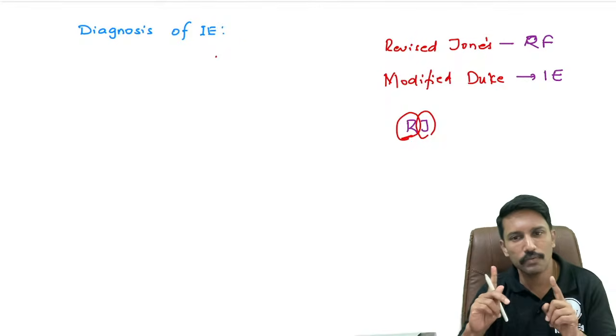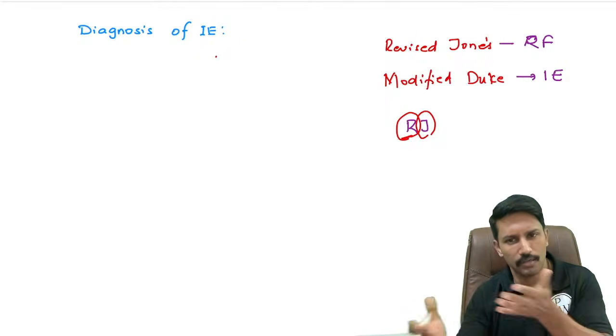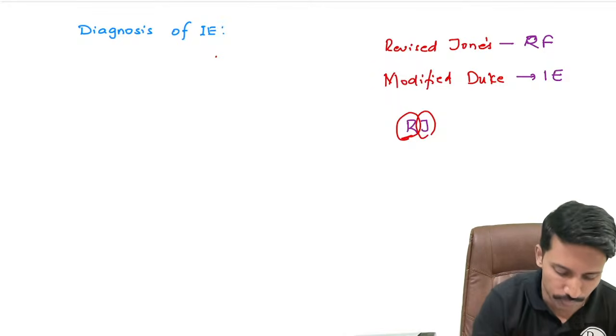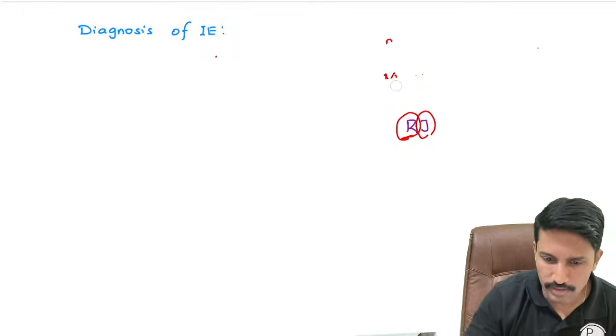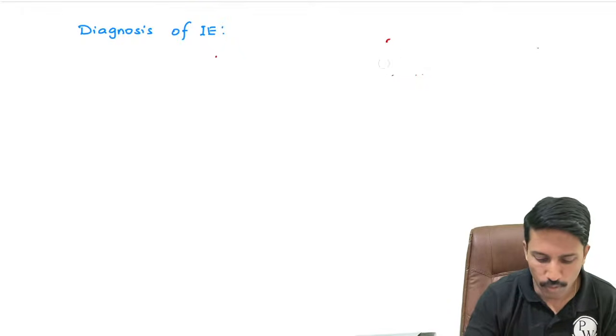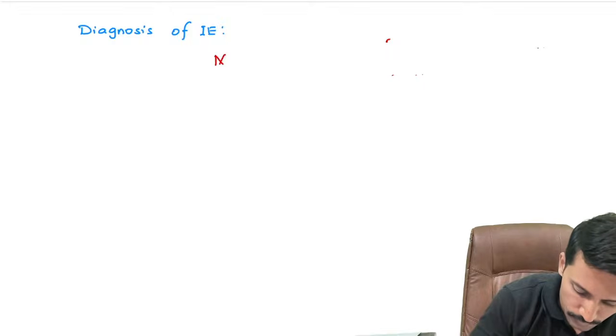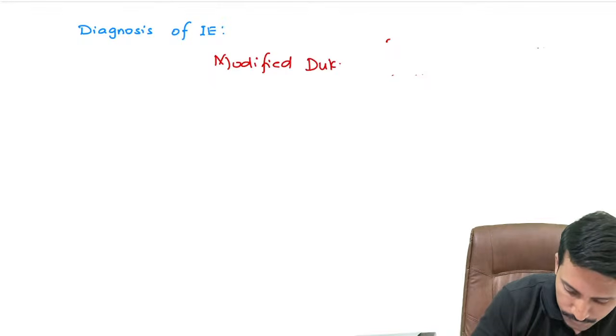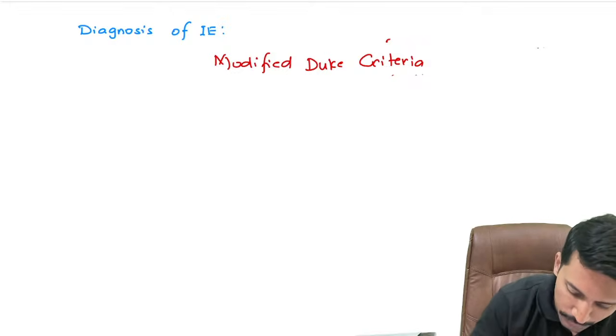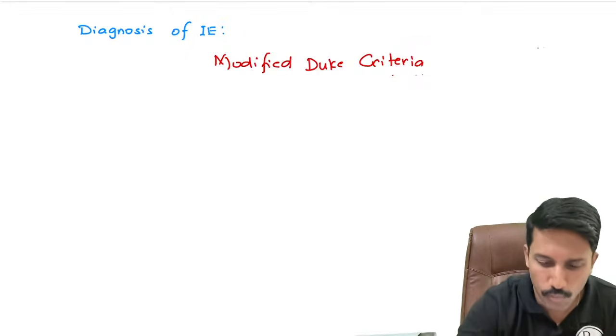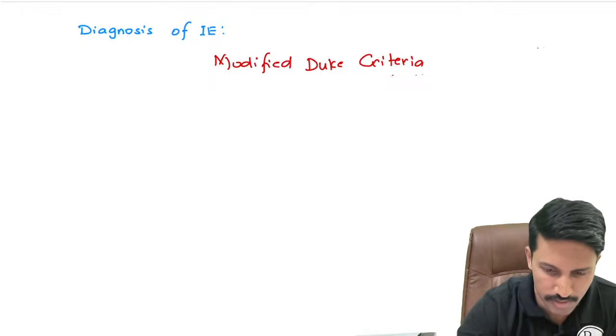Rheumatic fever, we have Jones criteria, radio jockey. Whatever is left is for infective endocarditis. So the criteria that is currently followed is modified Duke criteria. So let us look at what is included in the modified Duke criteria.